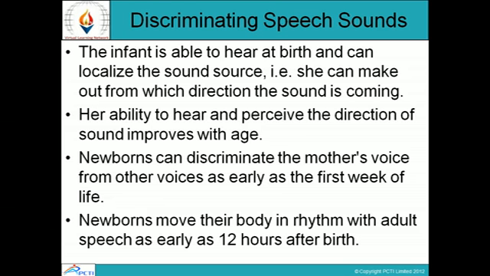Newborns can discriminate the mother's voice from other voices as early as the first week of life, as newborns are attached to mothers. The mother's voice is the warmest for a newborn or an infant. Newborns move their body in rhythm with adult speech as early as 12 hours after birth. So after birth, as early as 12 hours, they can move their body with the way adults make speech sounds.